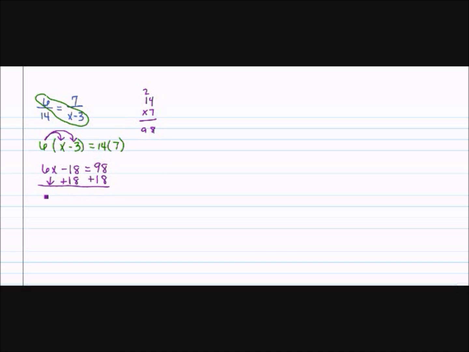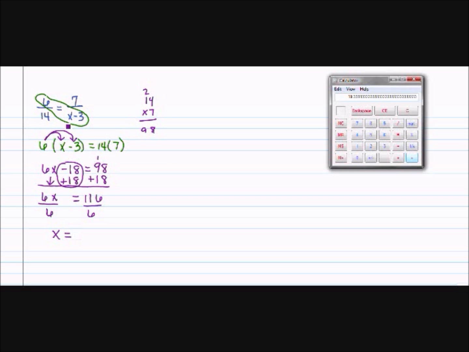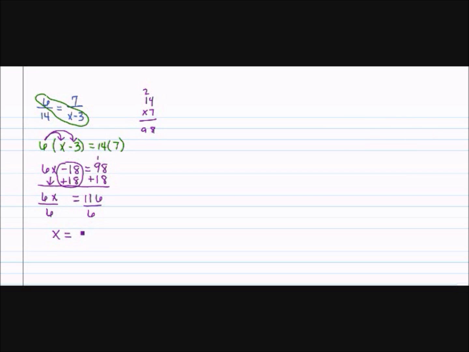I bring down the 6x because I did not solve it. That creates a big fat 0 equals 6, carry the 1, 9, 10, 11. And then I divide by 6. And x equals 19.33 repeating. By the way, that is a rational number. It is not irrational because it does repeat.